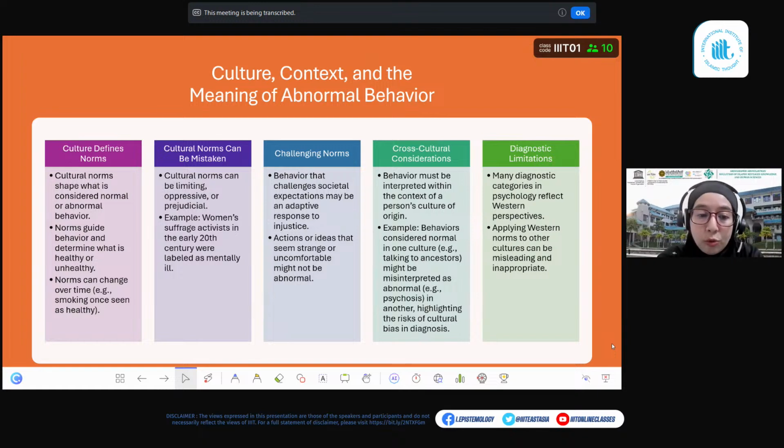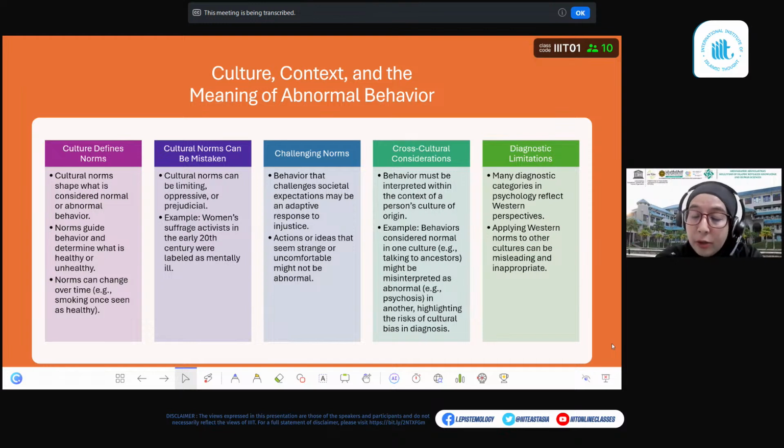And this shows how our understanding of normal can shift as society changes. But cultural norms can also be mistaken. They can limit, oppress, or marginalize certain groups. For example, in the early 20th century, women who fought for voting rights were labeled as mentally ill simply because they challenged societal expectations. This demonstrates how behaviors that push against the status quo are sometimes unfairly categorized as abnormal. And it's also important to remember that behaviors considered abnormal in one culture may be perfectly acceptable or even encouraged in another.